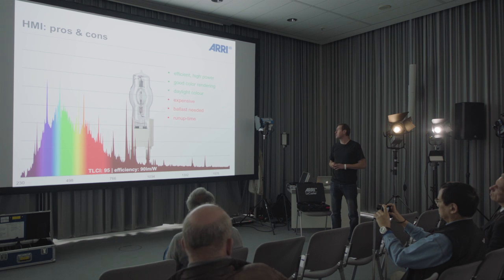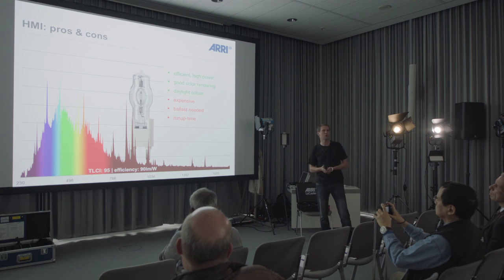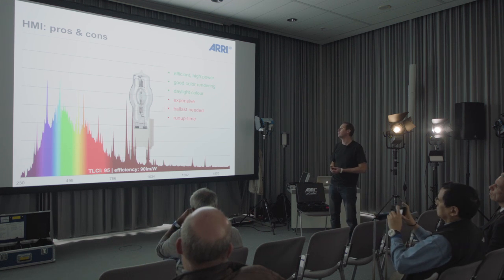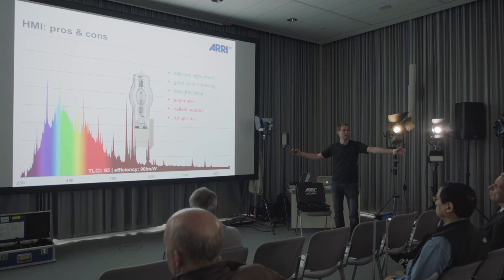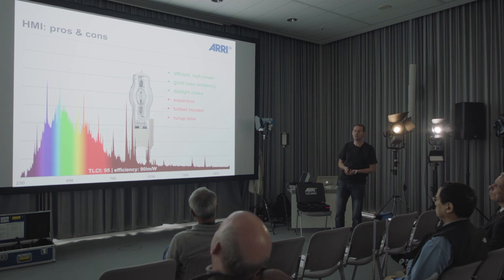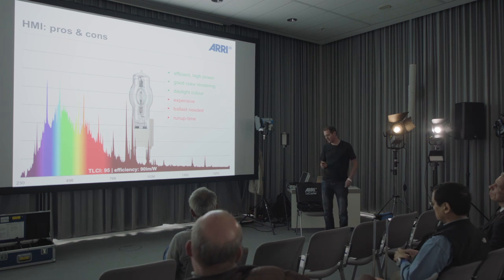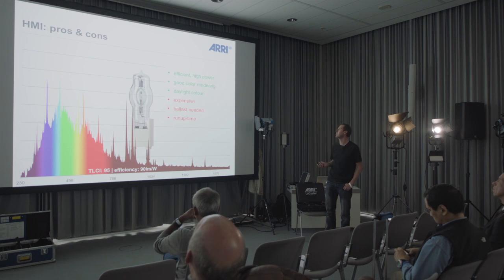HMI is very powerful, but also very expensive. But if you have to deal with daylight, if you're working outside or you want to light really big sceneries, there's no real way to do it without HMI. So that's why it's still important. And besides that it's expensive, there are some more downsides.